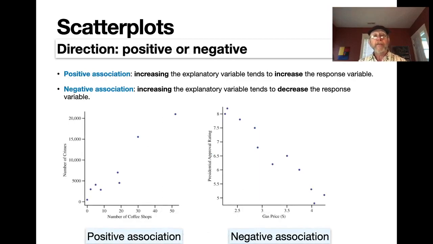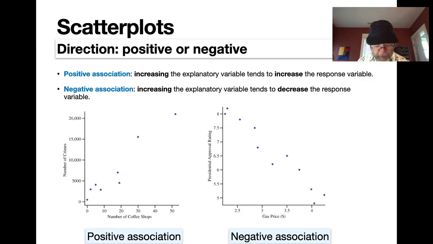Now let's look at the idea of the direction of a relationship. As we said, if the relationship is a linear one, then the direction simply corresponds to the slope of the trend line you would imagine describing the relationship. So in the first case of number of coffee shops and number of crimes, we have a positive association.